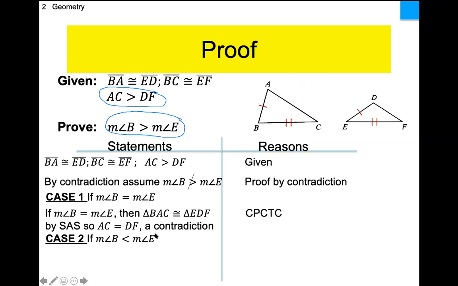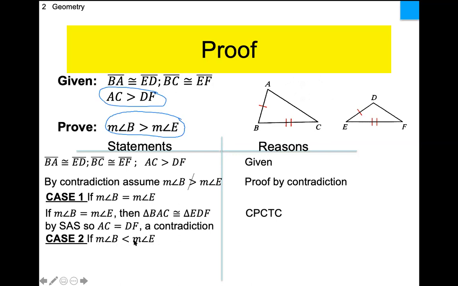But the included angle of one triangle is greater than or less than the other. Either one is fine. Then you know that the third side of the first triangle is greater than or less than, depending on if the included angle is greater than or less than, the third side of the other triangle.